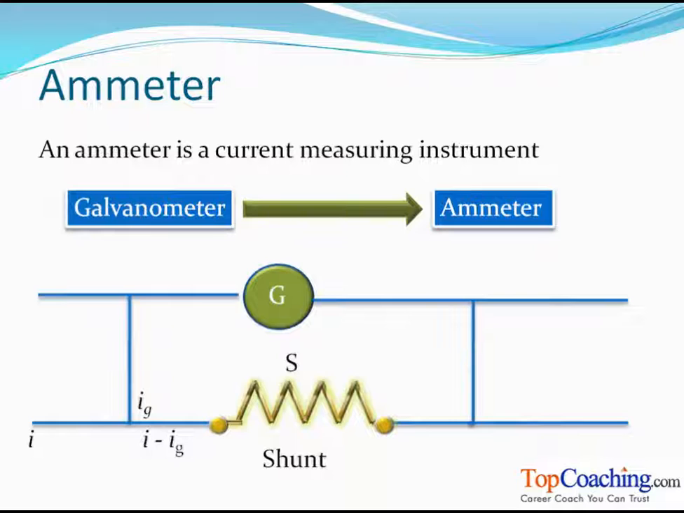How can it be modified? Well, all you have to do is connect a resistance called a shunt in parallel with the galvanometer. When you do that, the galvanometer becomes an ammeter. The shunt resistance is very, very small in value. It's of the order of 0.2 ohms, 0.5 ohms, something like that. So when you connect a shunt resistance to a galvanometer, you can use the galvanometer to detect accurate current readings.